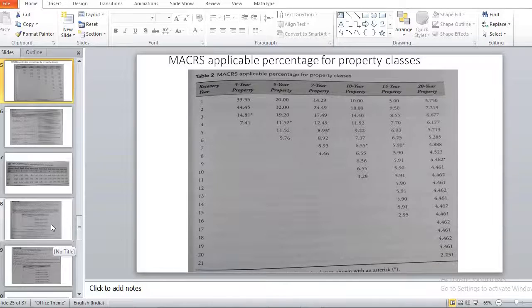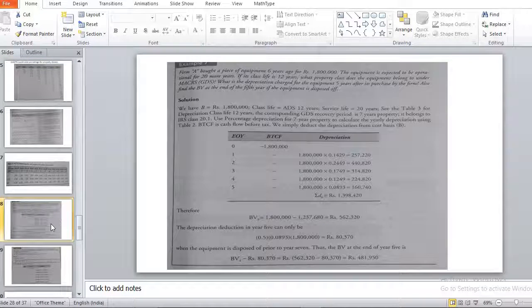4.46. So these are given from table number 2, and to calculate the depreciation we use these rates, or factors, for calculation of the depreciation. So if you look here, this is the cost basis value. Now this BTCF means before tax cash flow. These are all the depreciation we calculated before tax paying.